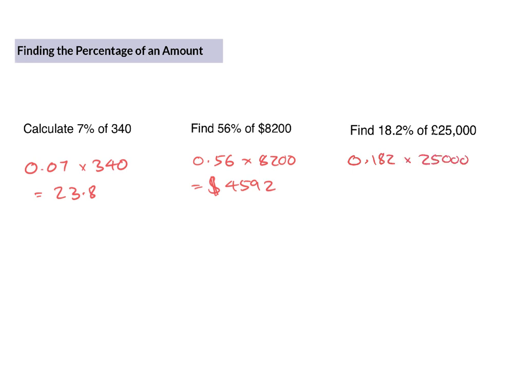Don't be confused here with the comma. That is not a French decimal point. It is an English comma. Sometimes when we see numbers written, they do put them in. I prefer not to have them there, but sometimes you will see that. But you read that number as 25,000. So I do 0.182 times 25,000, and I get the answer of 4,550.